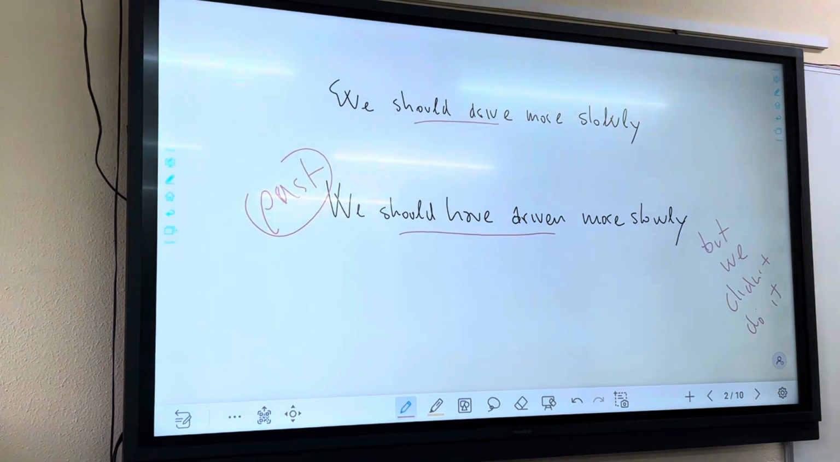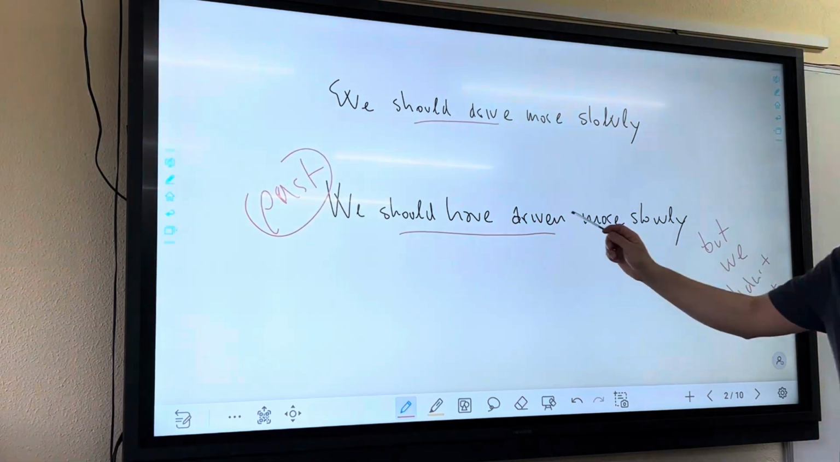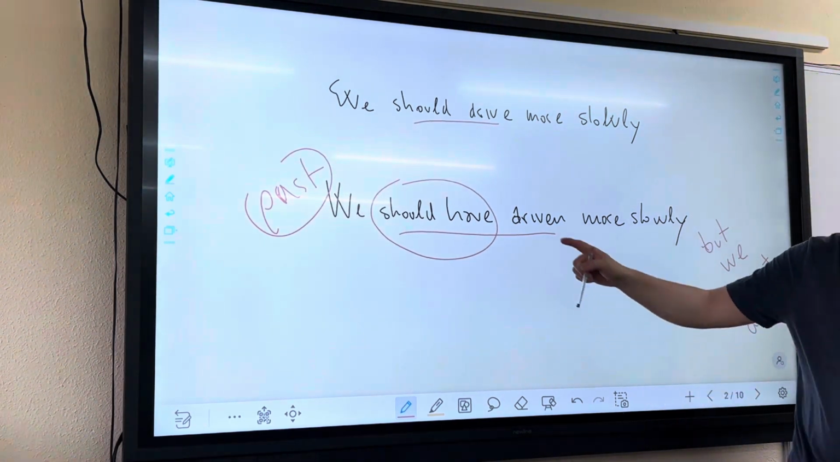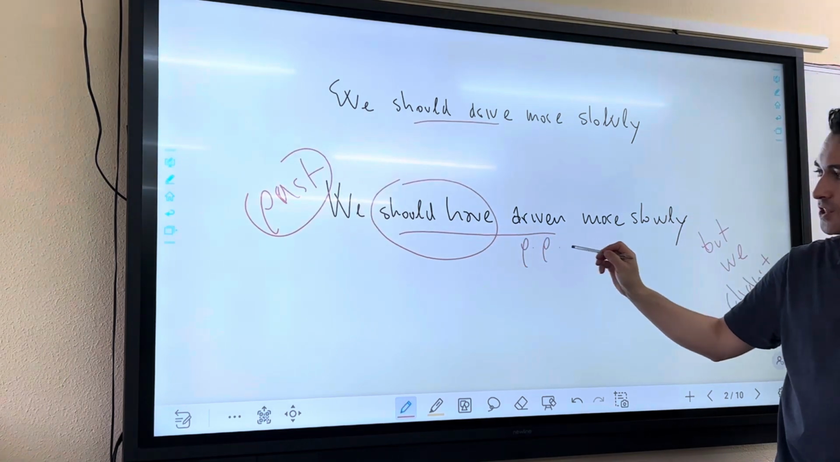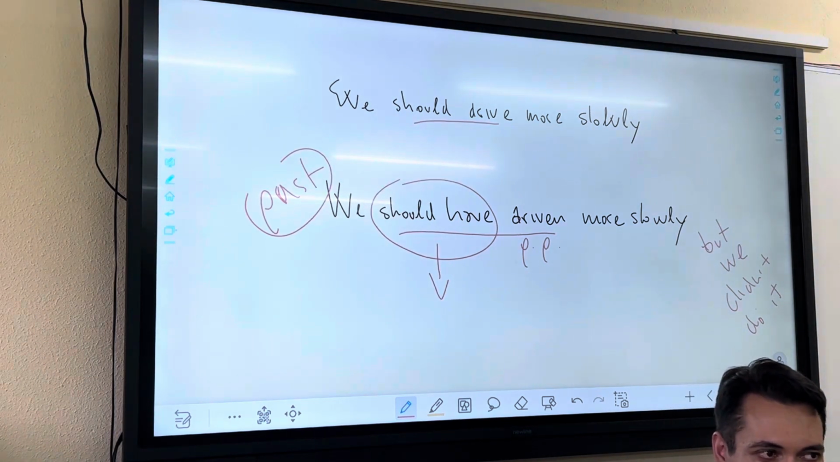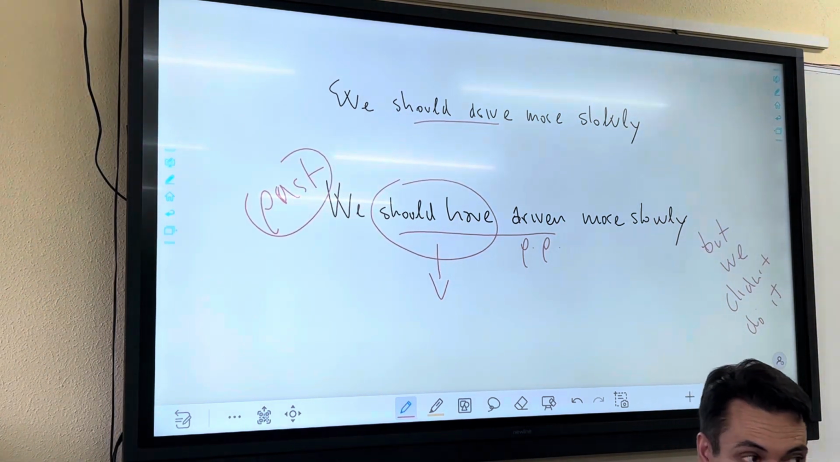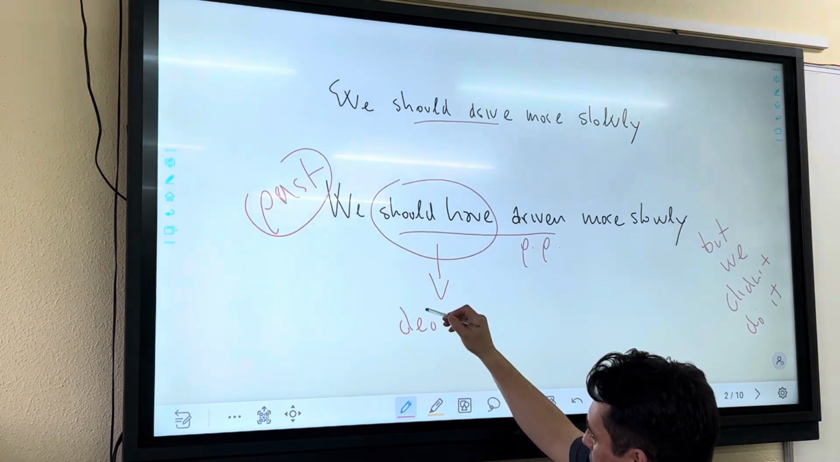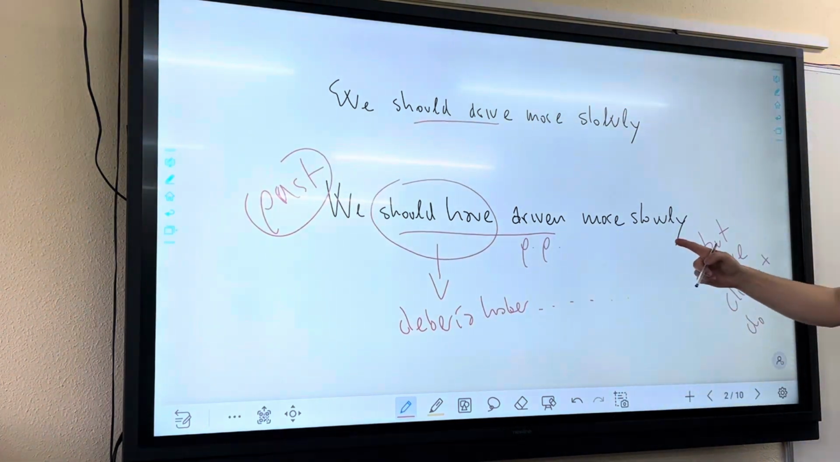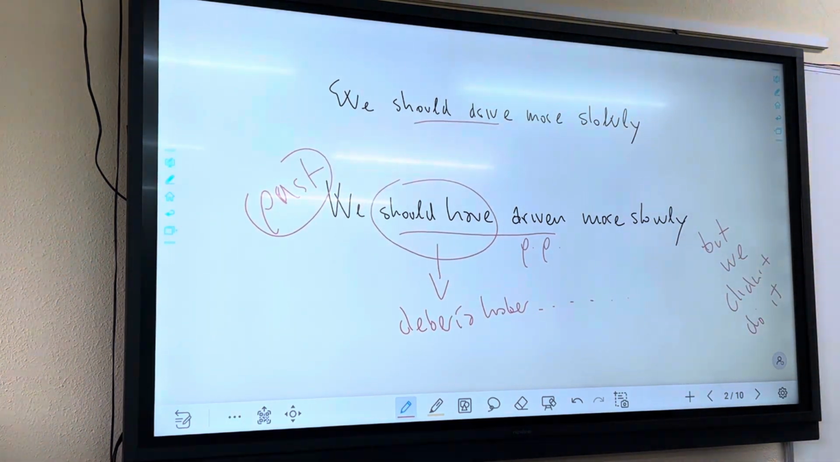Oh, we should have driven more slowly. Should have. Repeat after me, guys. Should have. We should have driven more slowly. So should have, and then a past participle. How do you translate should have into Spanish? Debería haber, deberíamos haber. Yeah, this is the translation. Is there an element of regret, or are there no regrets in that sentence, Gabriela? Are there regrets or no regrets?